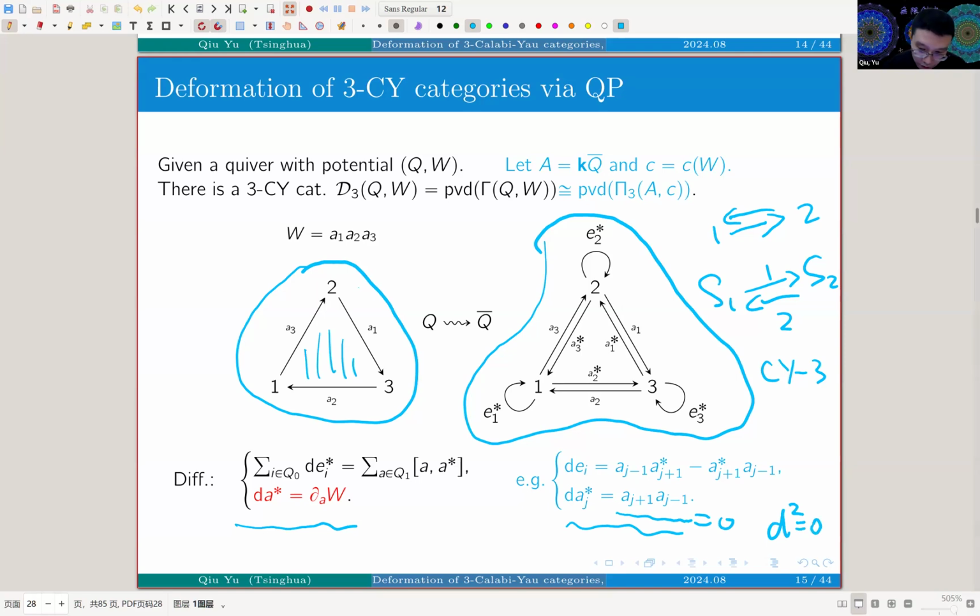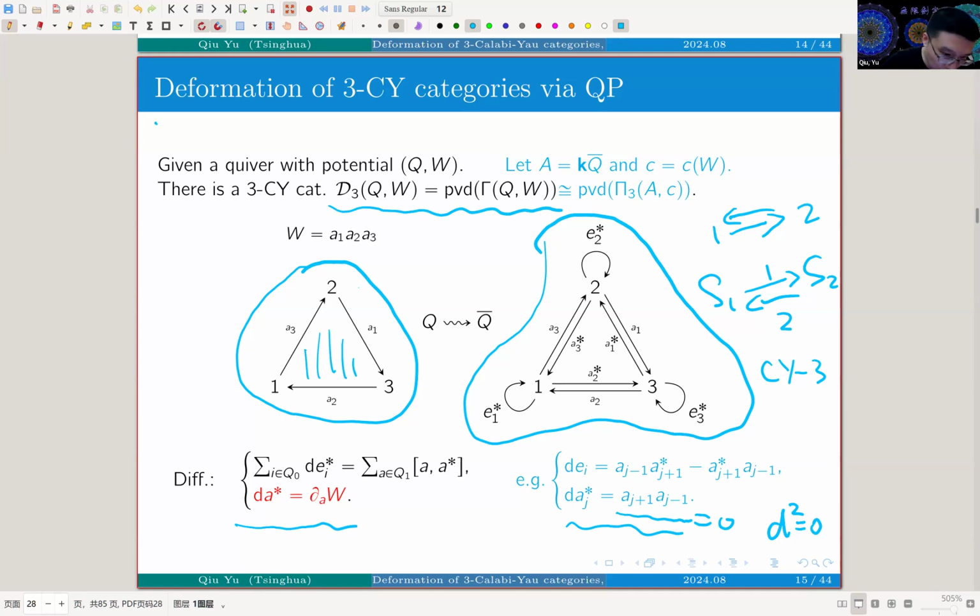So a quiver with potential is just a symmetrical way to tell you a Calabi-Yau 3 DG algebra, where the relation is given by the potential. Yeah, so this is the standard story in representation theory. The corresponding category we are taking is the finite dimensional category, or nowadays we usually call it the perfectly valued derived category. It's generated by the simple DG modules.